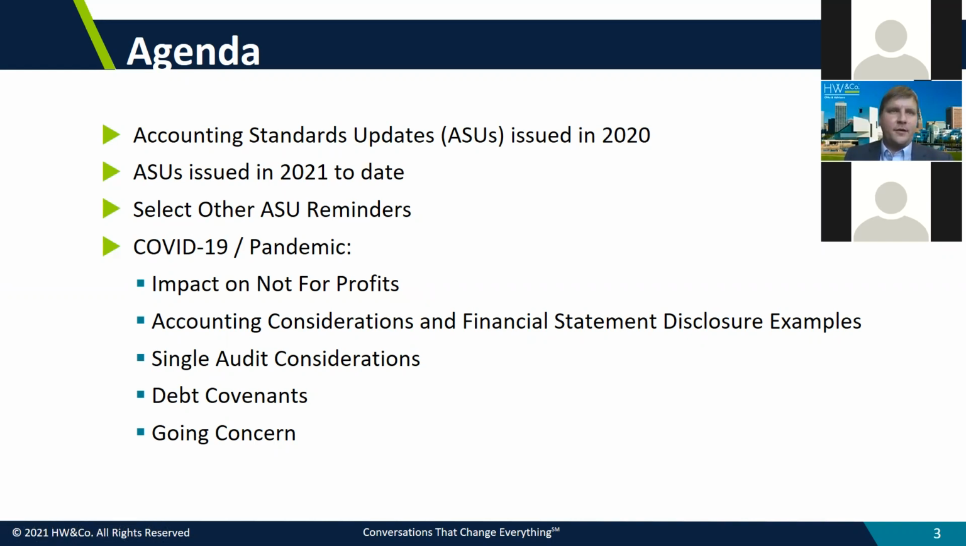I know everyone's kind of tired of that a little bit. We all have a little bit of fatigue related to that, but we'll go through the impact on nonprofits, and then accounting considerations for a lot of the stimulus monies, and also single audit considerations. And to the extent there's time, we'll touch on the impact of these items on debt covenants as well as going concern.